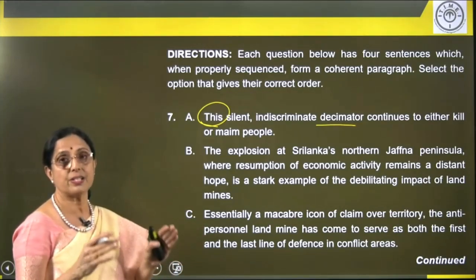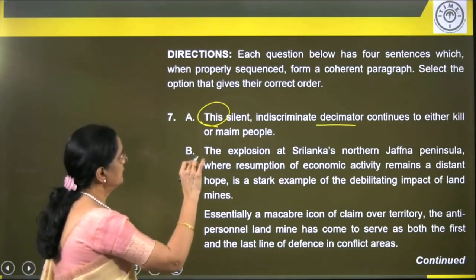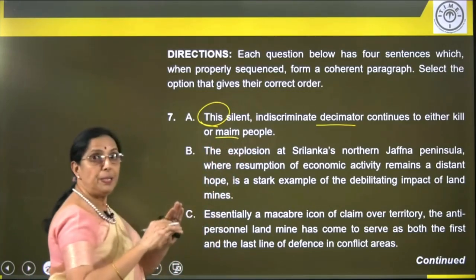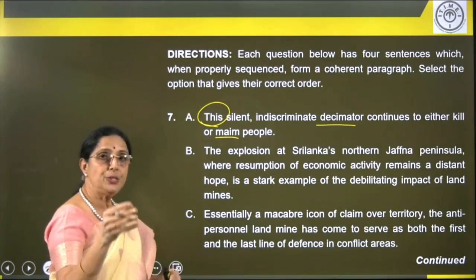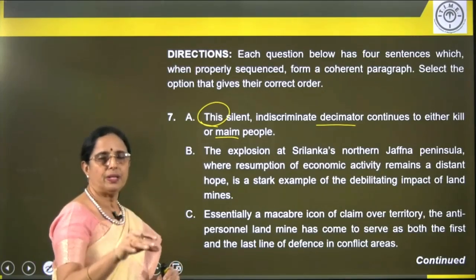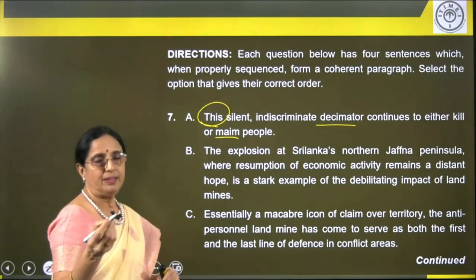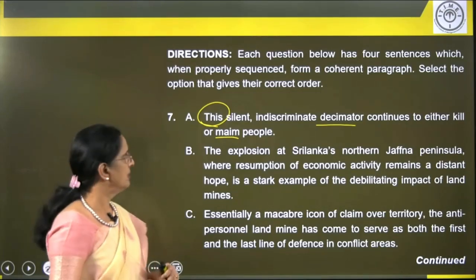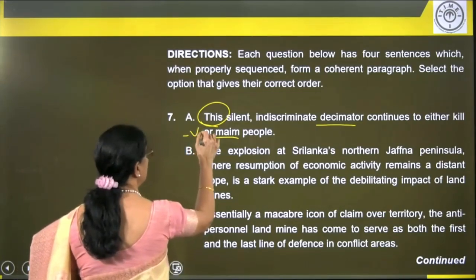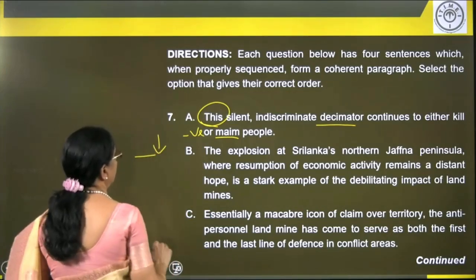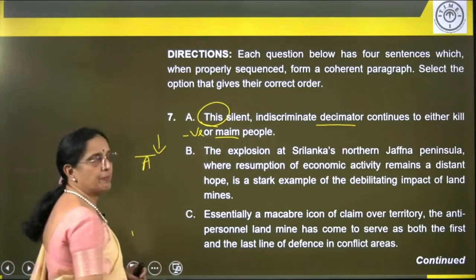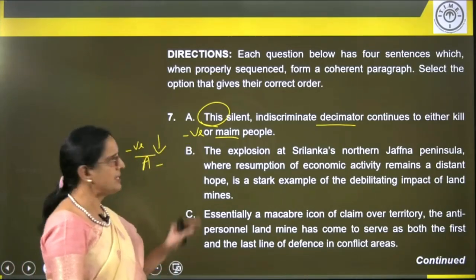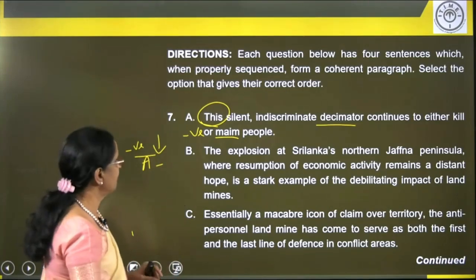Large destruction, decimation. So, okay, this decimator continues to either kill or maim people. Kill the people in large numbers or injure the people. Maim is to injure or wound a person in such a way that a part of his body is permanently damaged. Alright? Okay, so completely negative. Keep that in mind. And, okay, A should be preceded by some other statement. Remember. And A is what? Negative. So, what should be this? Negative. These are the simple and straight clues.